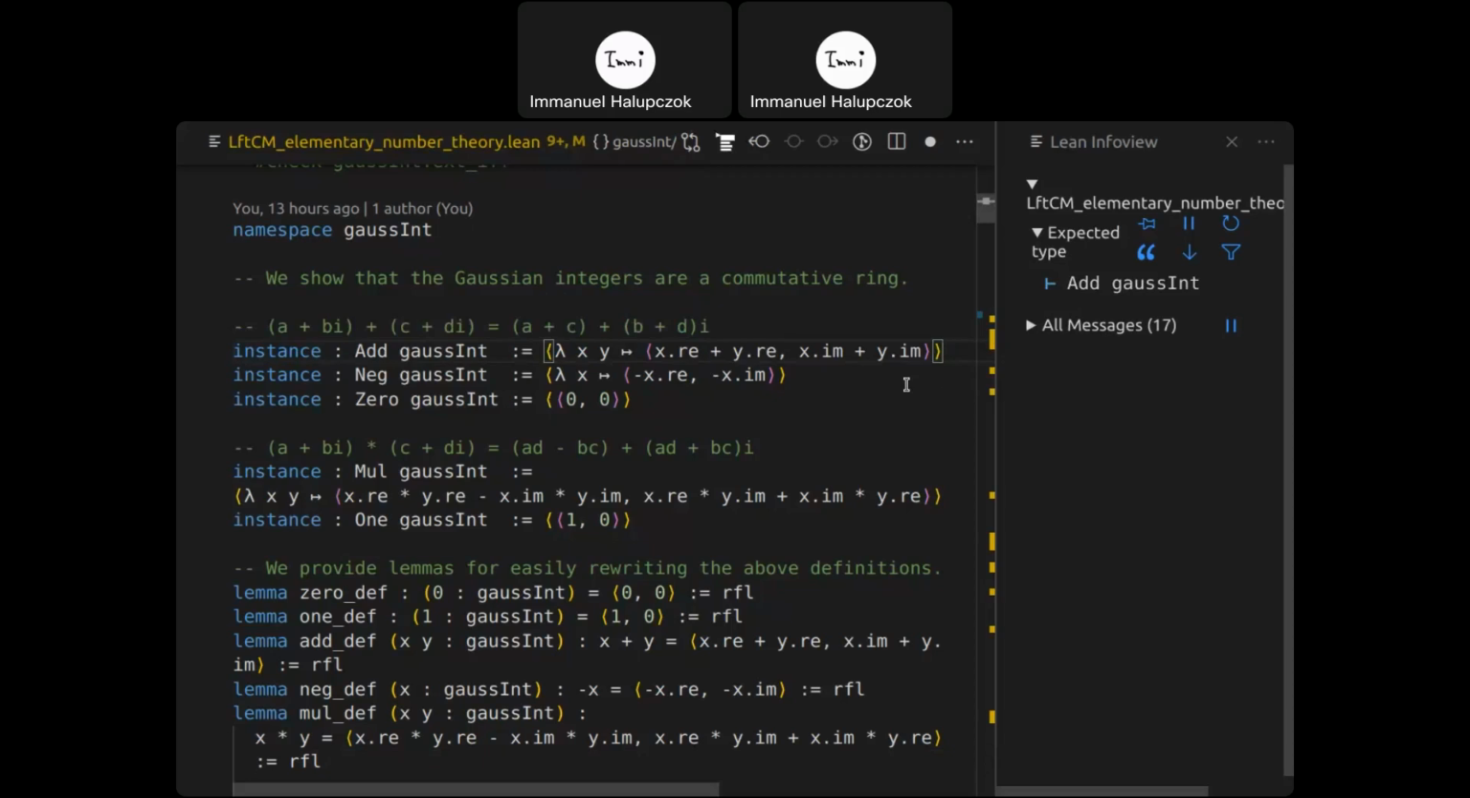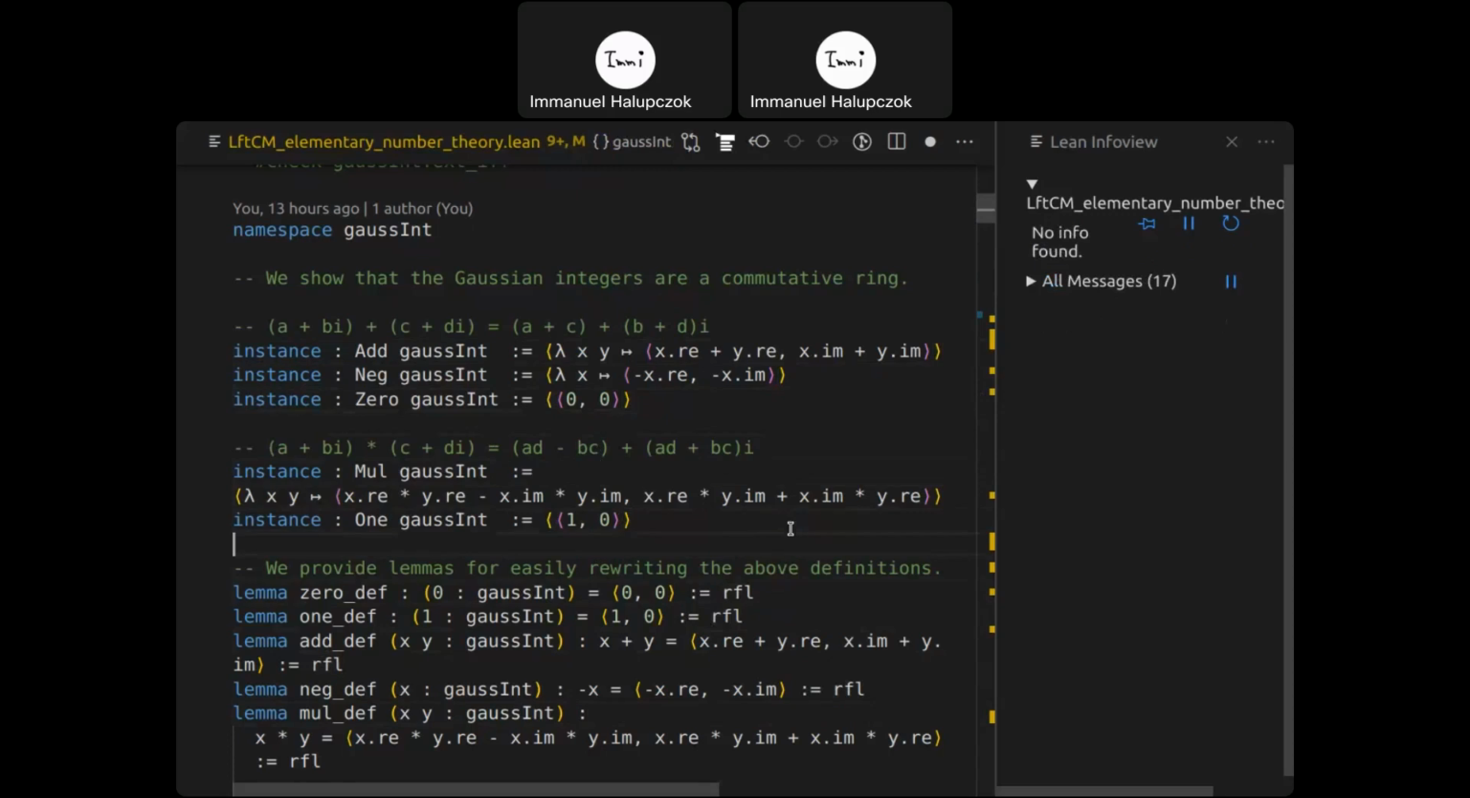And then we do the same with the rest of the operations and elements, right? So negation is defined also in the way that you would expect. The zero element is real part 0 and imaginary part 0. And then multiplication, again, is just the one coming from the complex numbers, which means that it's given by this formula. So the real part is ac minus bd. The imaginary part is ad plus bc.